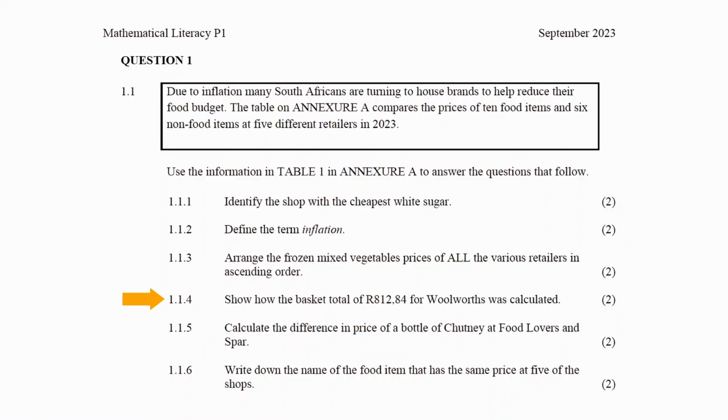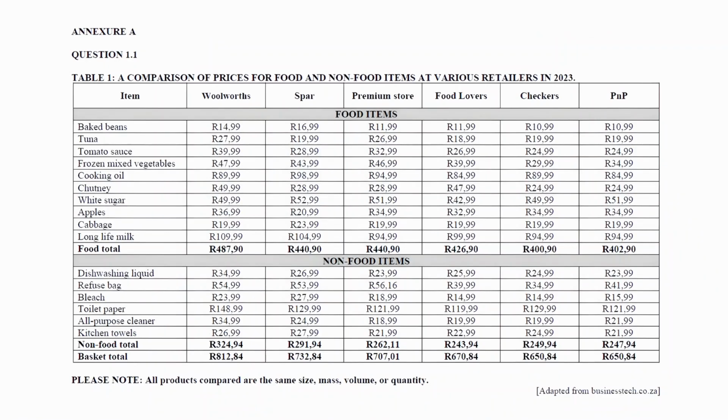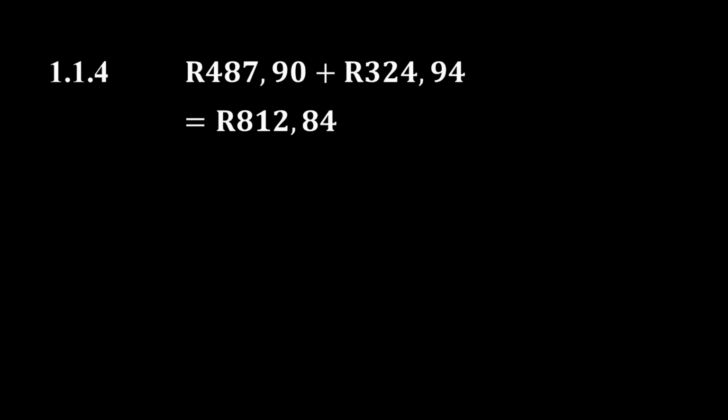In question 1.1.4, you have to show how the basket total of R812.84 for Woolworths was calculated. The basket total of R812.84 is listed here. The total is the sum of the total food prices and the total non-food prices. Adding these values will give us a total of R812.84.